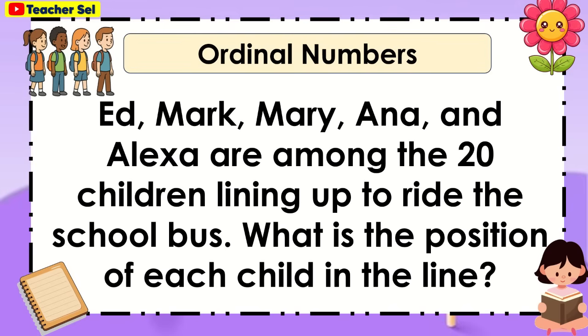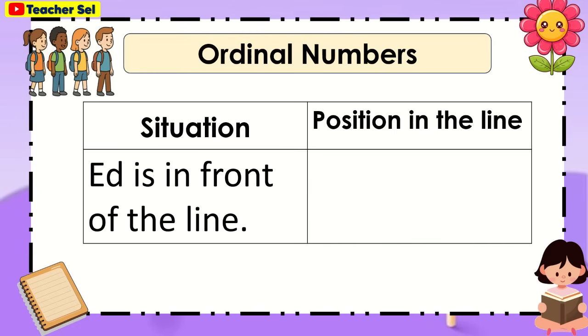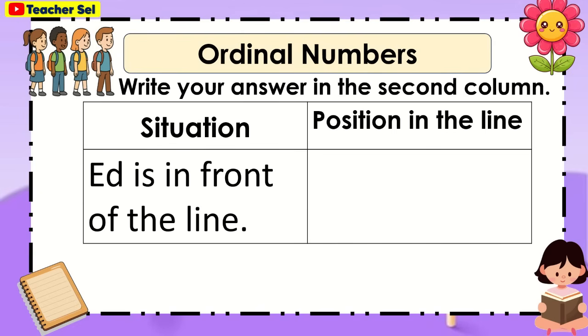Ordinal numbers. Ed, Mark, Mary, Anna, and Alexa are among the 20 children lining up to ride the school bus. What is the position of each child in the line? Write your answer in the second column.